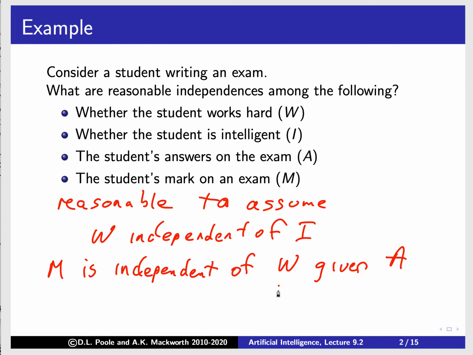So also M is independent of I given A. So given the answers, we don't know whether they're intelligent or work hard. We only know their answers. Of course, their answers depend on whether they're intelligent or work hard, but these are reasonable independence assumptions that we're going to use in here. I'm going to exploit this for writing this domain.